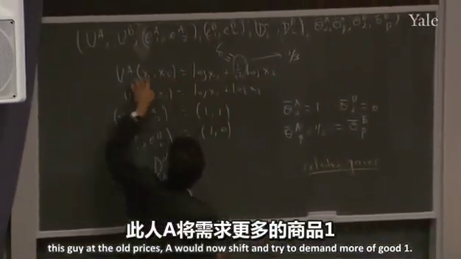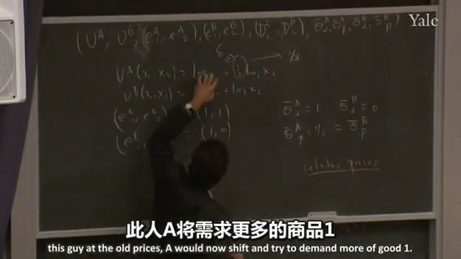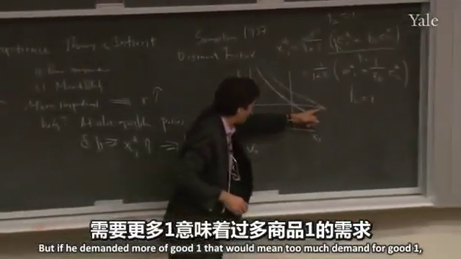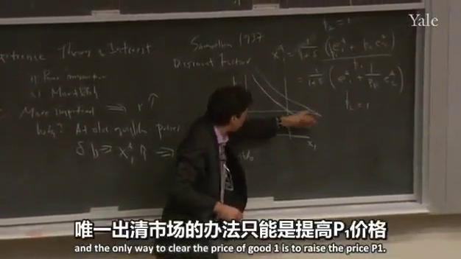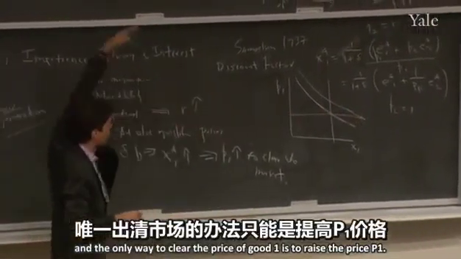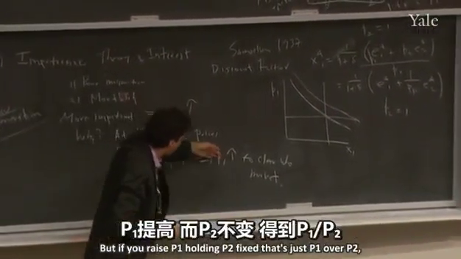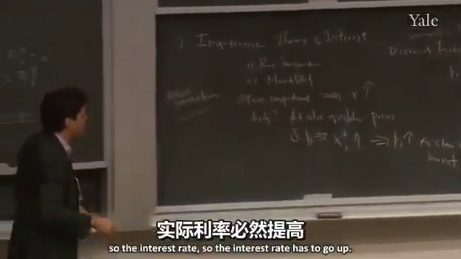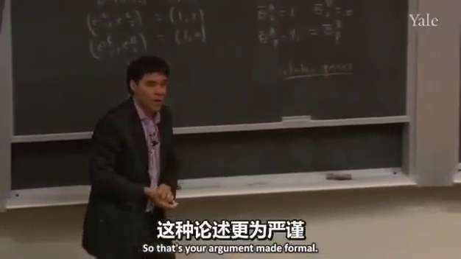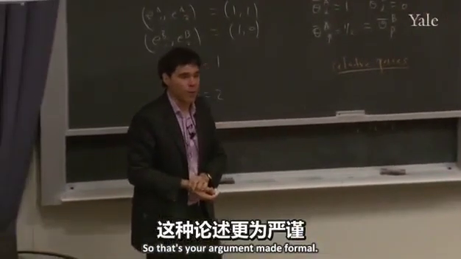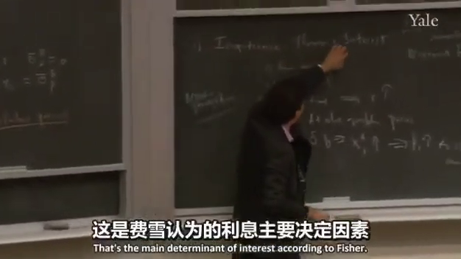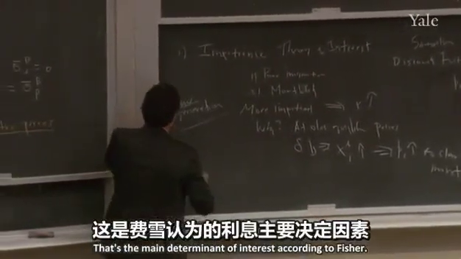this guy A would now shift and try to demand more of good 1. But if he demanded more of good 1, that would mean too much demand for good 1. And the only way to clear the market for good 1 is to raise the price, P1. But if you raise P1, holding P2 fixed, P1 over P2 is the interest rate, so the interest rate has to go up. So that's your argument made formal. That's his impatience theory, the main determinant of interest, according to Fisher.